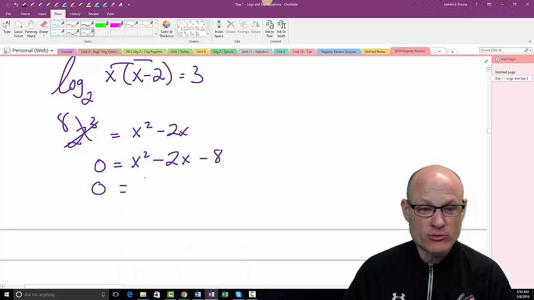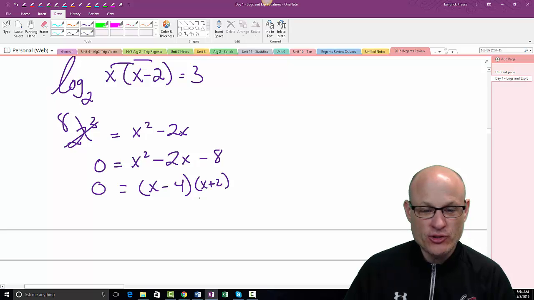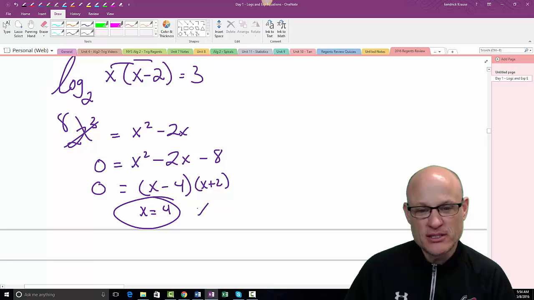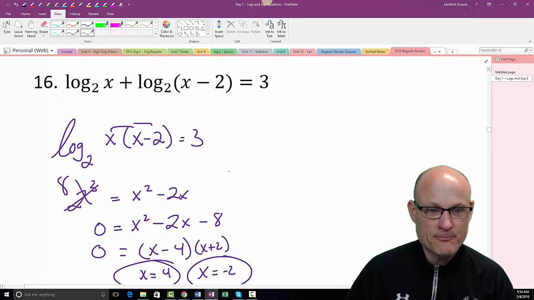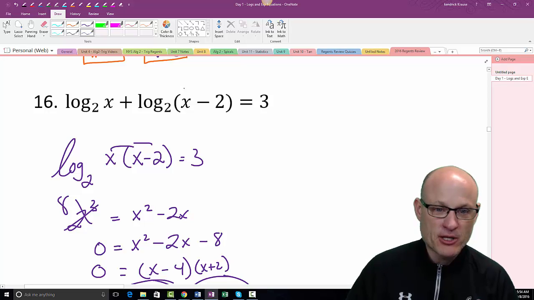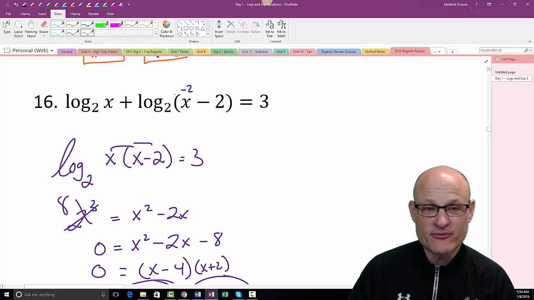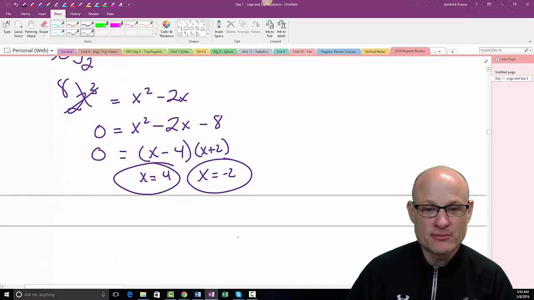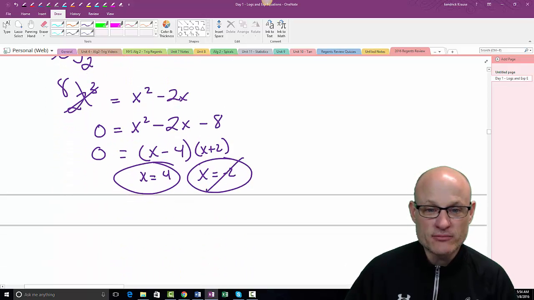So 0 is equal to x minus 4, x plus 2. My two answers are x equals positive 4, which shouldn't be a problem. x equals -2, which might be a problem. Let's come back up. Yep, right there. If I plug in -2, that gives me -4. If I plug in -2, that gives me -2. That's a problem. Got to get rid of you. So there's my answer. 4.